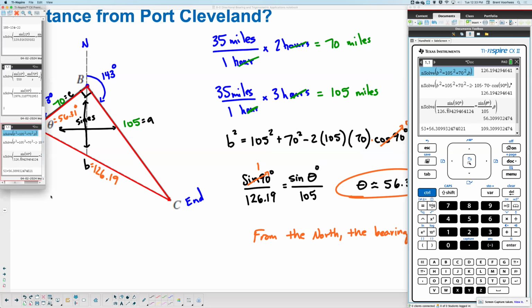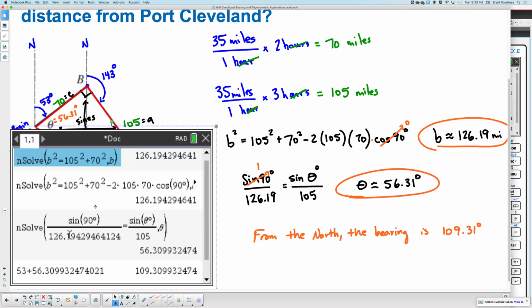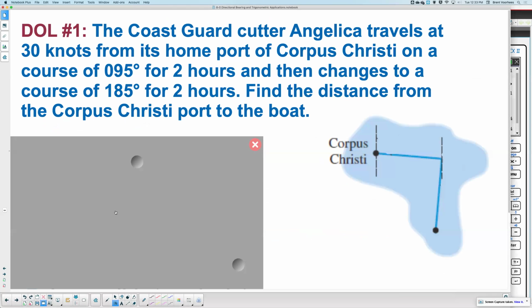All right, I'm going to take you to your first DOL now. Here you go. You have your first DOL. Here it says 30 knots. That's the same thing as a nautical mile per hour. It's just what I did before. You can do the same math on that. So you're traveling 30 knots. That's saying 30 miles per hour nautically. It's basically the same thing. I'll let you work through and solve this one.